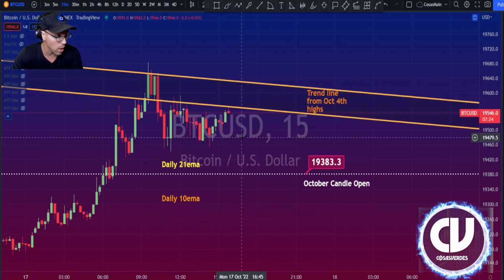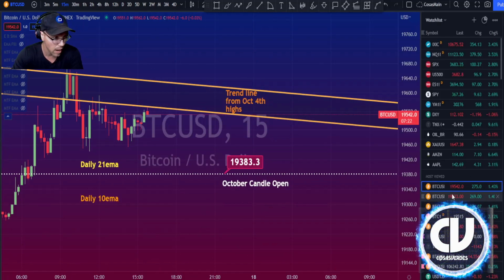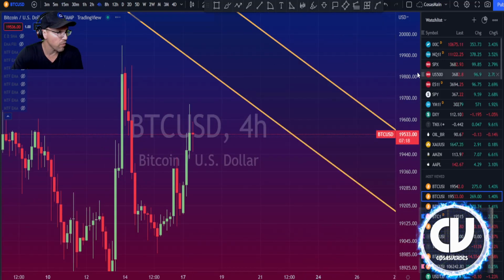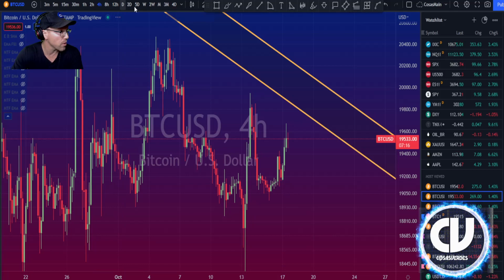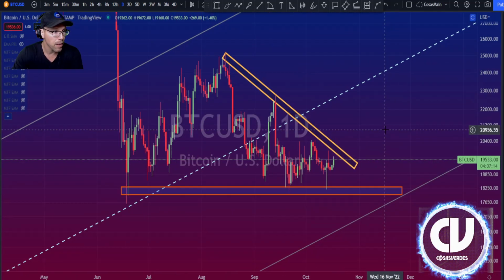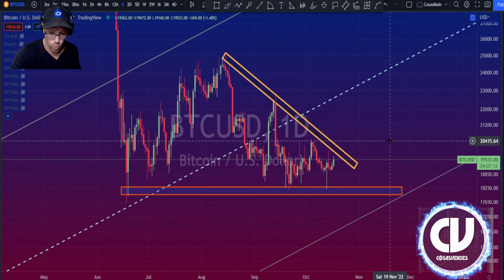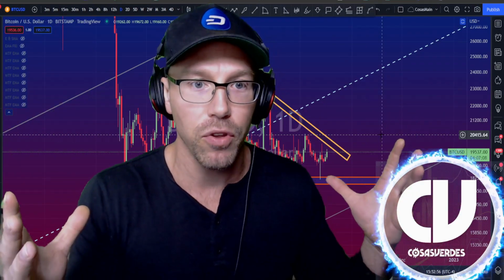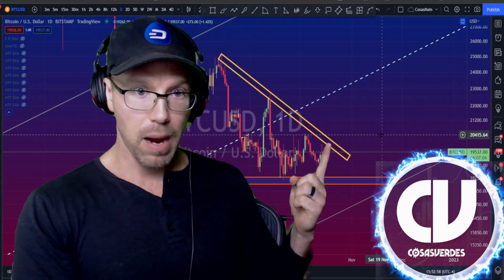Same line, that's what price is touching right now. Okay, now let's go back out to maybe the 4-hour chart. No, let's go to the daily chart. So what we just did is we went from the mid/macro view down to the micro view to see this.